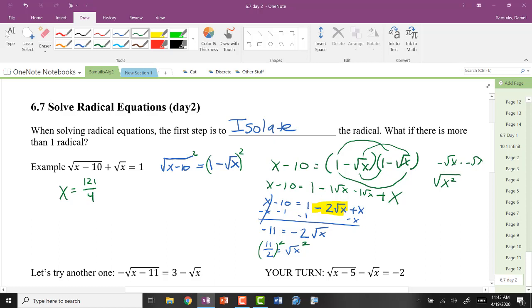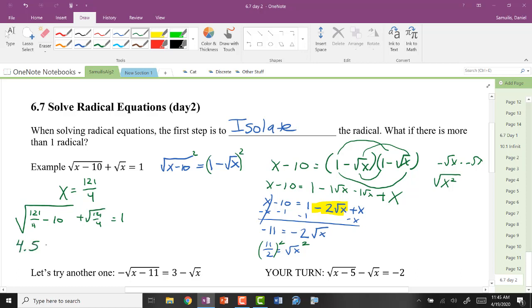What do we have to do next? Check your answer. So we plug this in. The square root of 121 over 4 minus 10 plus the square root of 121 over 4 equals 1. I'm going to just use my calculator here. So I'm going to take 121 divided by 4 minus 10. And what that gives me is 20.5. So the square root of 20.5 is 4.5. So this gives me 4.5.